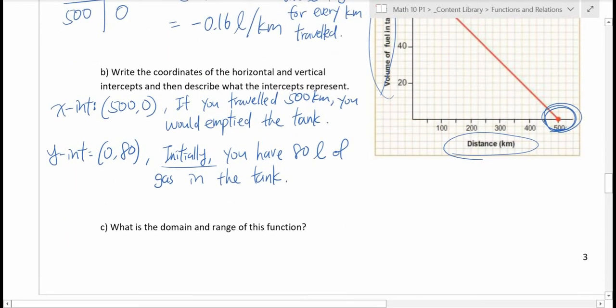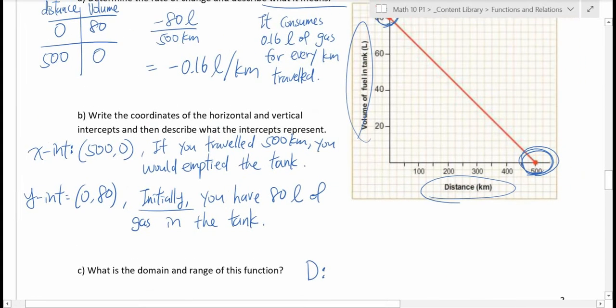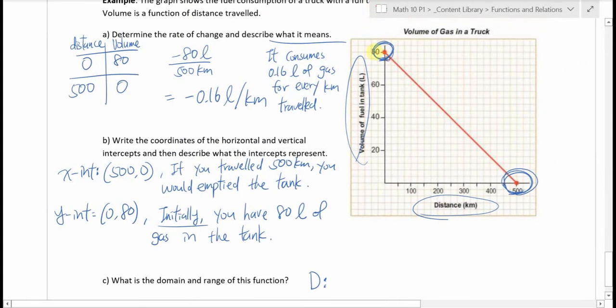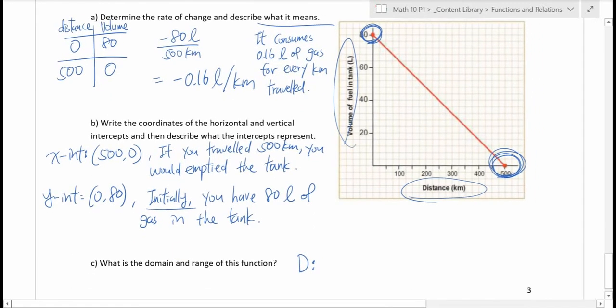Finally, part C says, what's the domain and range? Well, domain, in this case, again, is from left to right. So if you look at this graph, the leftmost point is here. The rightmost point is here. So what are the x values? Actually, this is a good point. This would be continuous data, because two things. Volume is always continuous, right? You can break that into an even smaller amount. And same as distance. And also you can see that the graph is a straight line. It's not just a bunch of dots. It's actually a straight connected line. Okay, it's a line segment.